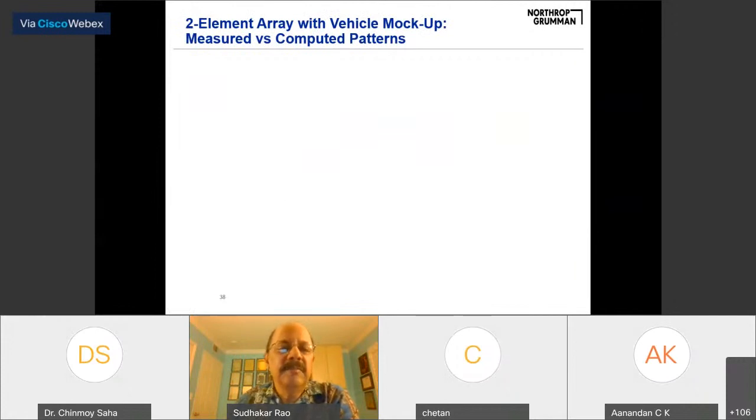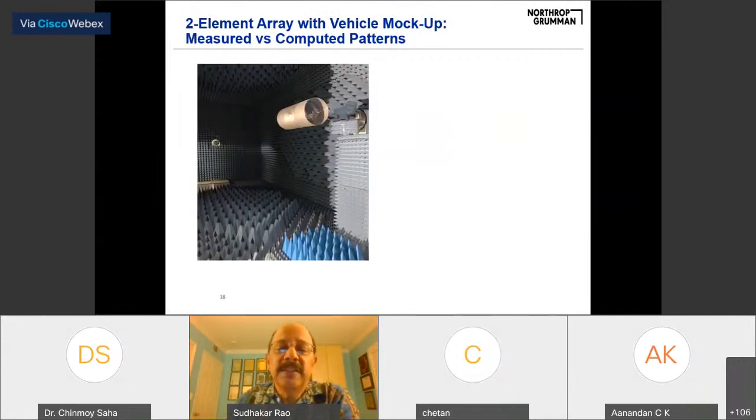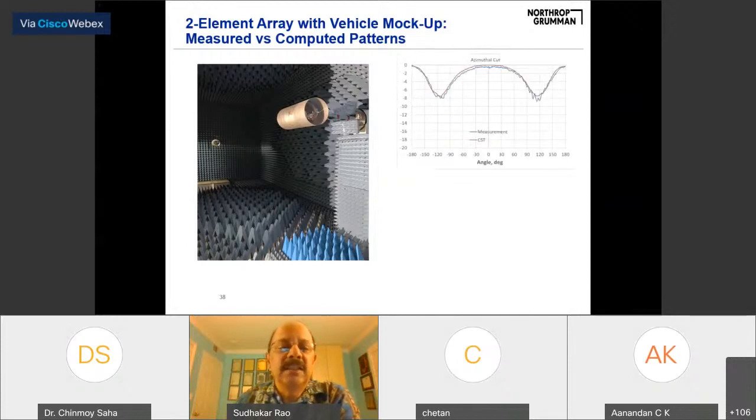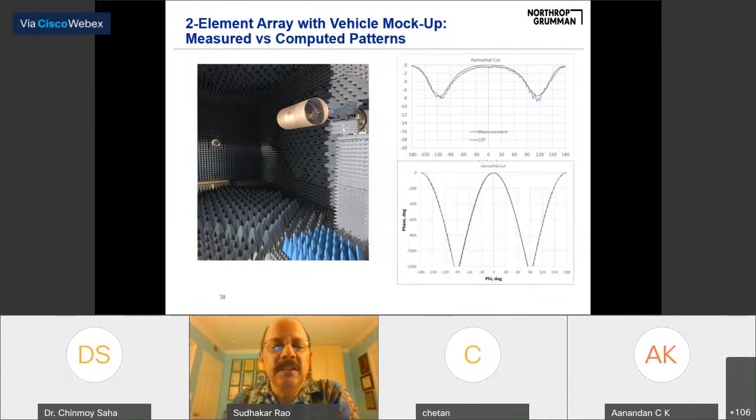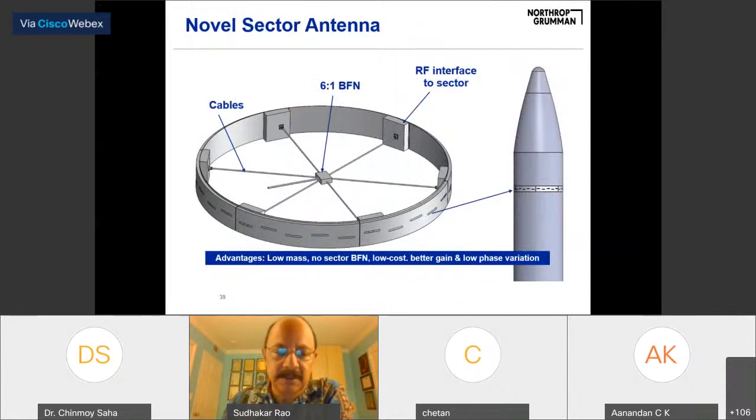So how to do that? First, we want to make sure that our simulations and designs are correct. So we made a 2-element cylinder representing the missile structure. We have done pretty good analysis, and we tested it, and we showed good agreement between our design and measured results. So the customer is happy. And then we are trying a novel approach to design to meet the stringent phase variation spec.